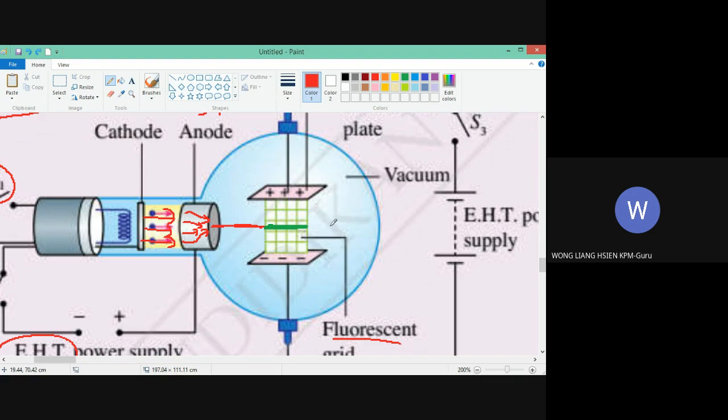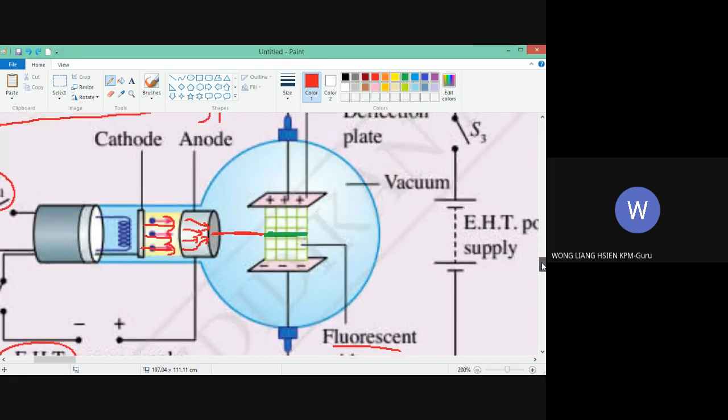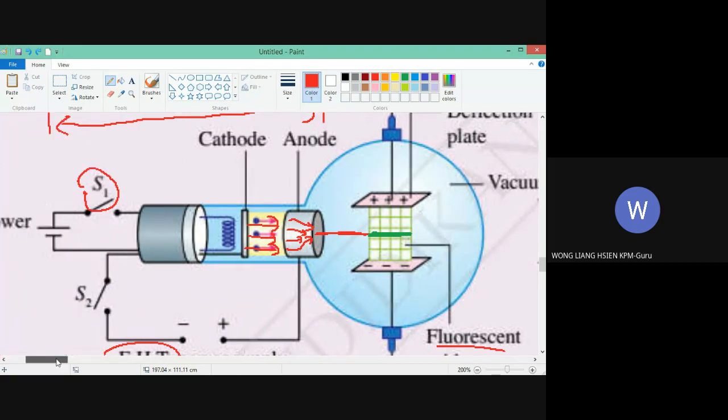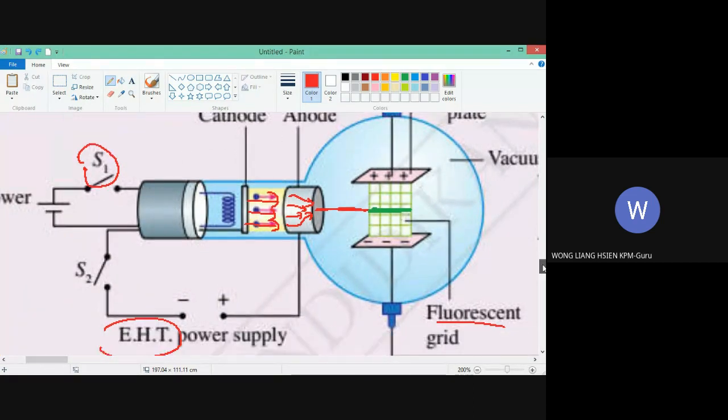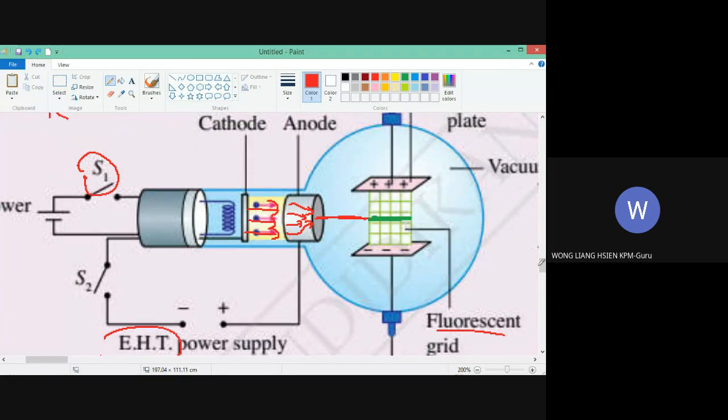Okay, to a streamline. However, how does it work? We don't need to learn that now, and you also don't need to worry about how to differentiate the different anodes. We just call all of them the anode. Now, what happens when you just turn on switch S1 and S2, you can see a green line come out.